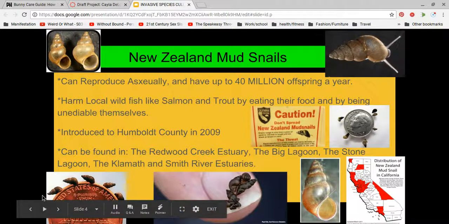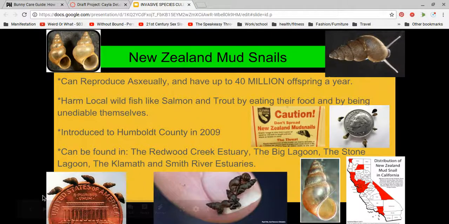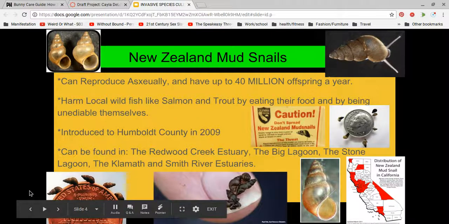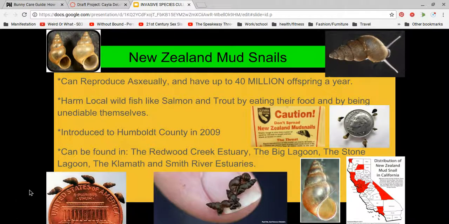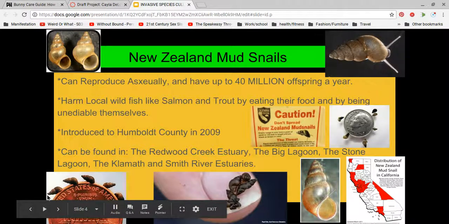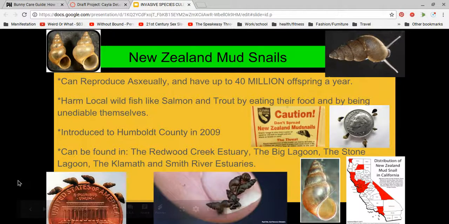In Humboldt County, the Redwood National and State Parks have been swarmed with these snails, with the mud snails invading the Redwood Creek estuary, the Big Lagoon, the Stone Lagoon, and the Klamath and Smith River estuaries. Studies have shown that native trout and salmon species have a hard time digesting the snails. The snails also eat the algae that the fish normally consume, leaving only themselves as food.